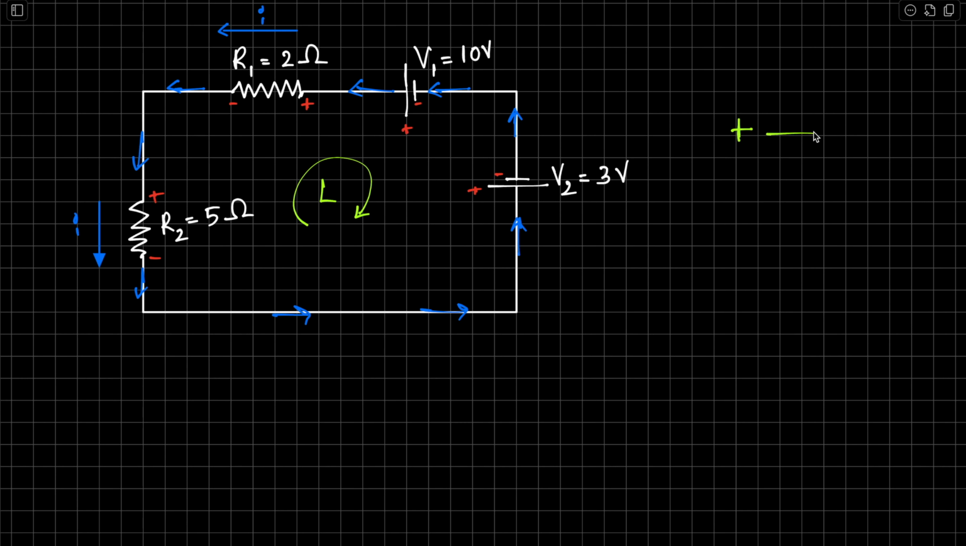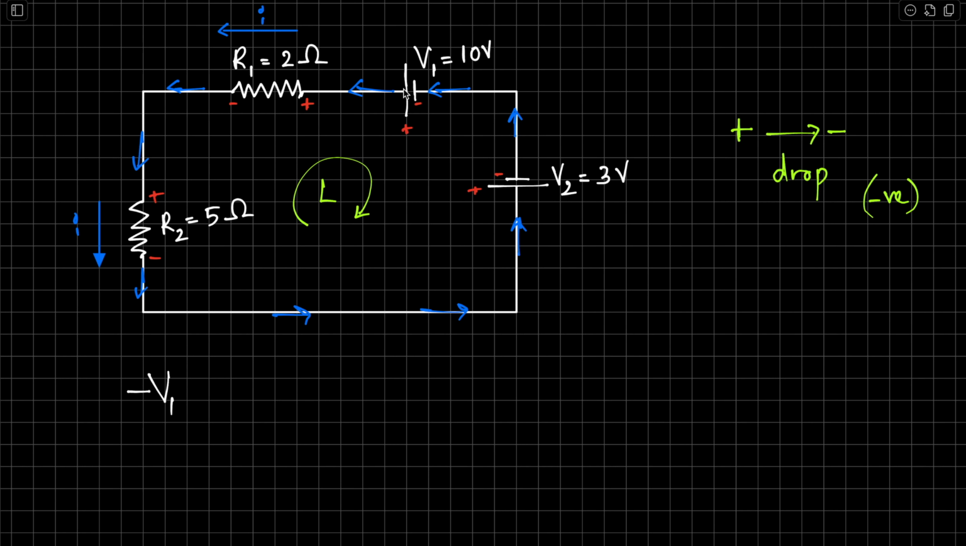If you're going plus to minus in a loop, that's a drop. So you should put a negative sign for the voltage. We're going to write Kirchhoff's voltage rule, so put a negative sign for the voltage of that component. I'm going right, plus to minus, which is a drop. V1 is the voltage, so we put a negative sign: minus V1.